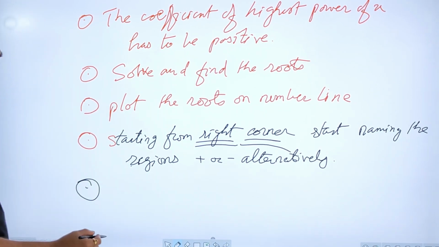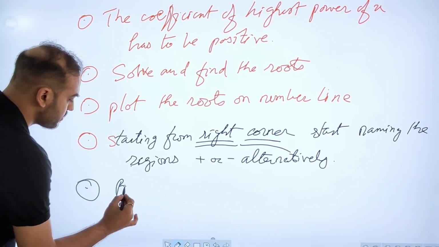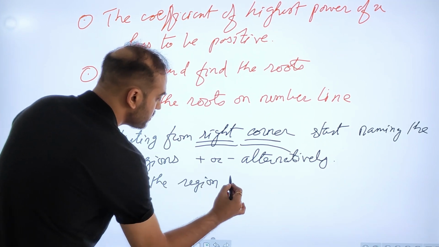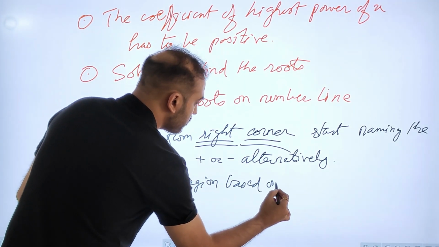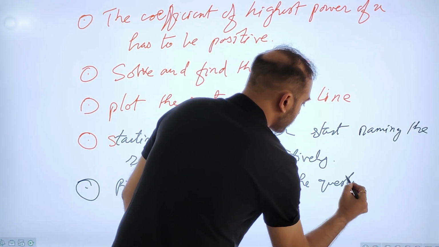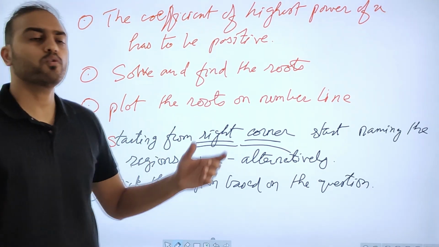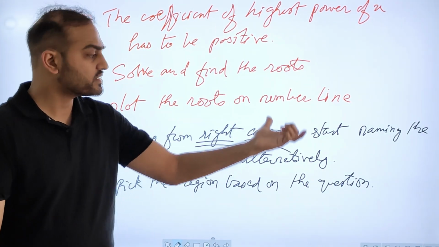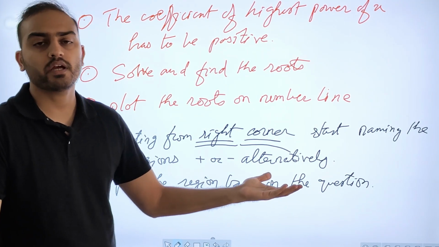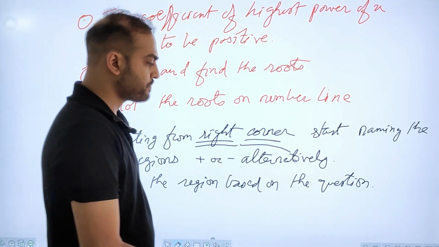Final step: pick the region based on the question. Once you have named all your regions positive and negative, then you go back to the question and see what is it they want. They want greater than 0, pick all your positive regions. They want less than 0, pick all your negative regions.